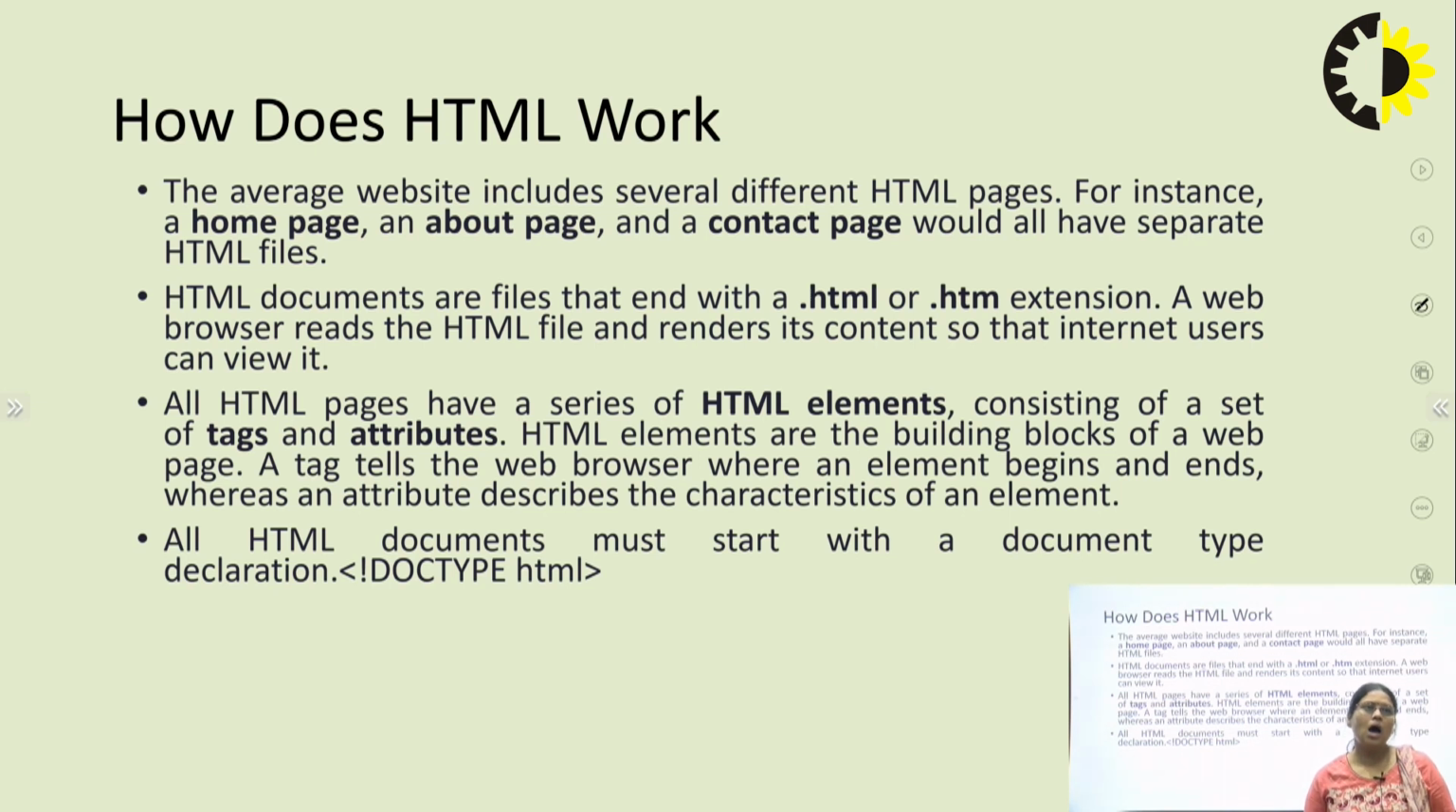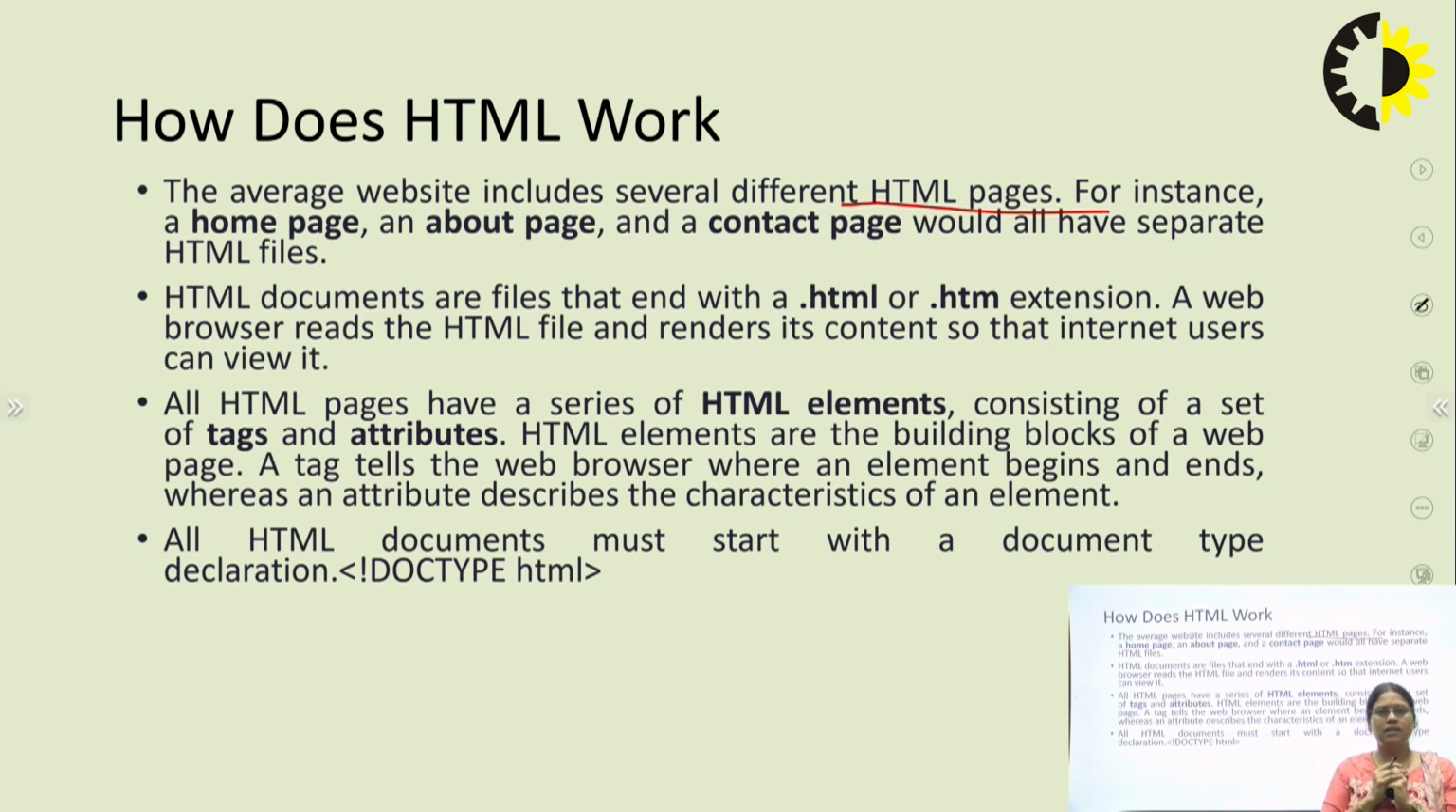Now the question is how HTML works. If we are talking about the functionality of HTML, an average website includes 7 different web pages. As we have seen, a website is nothing but a collection of web pages. Each web page is connected to another web page, and once we link all these web pages, it becomes a website.